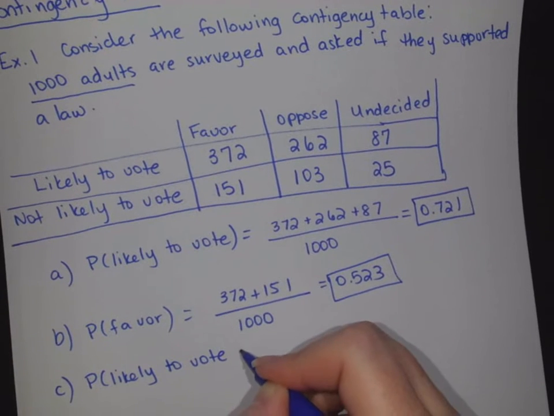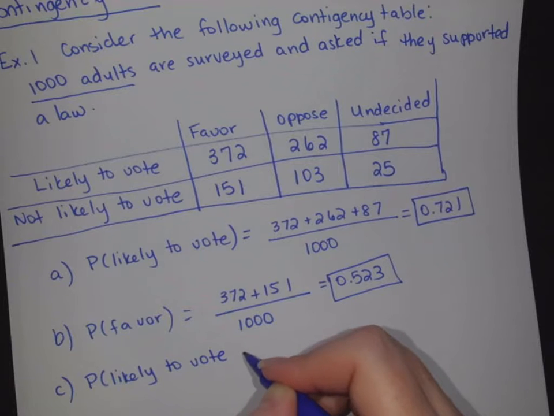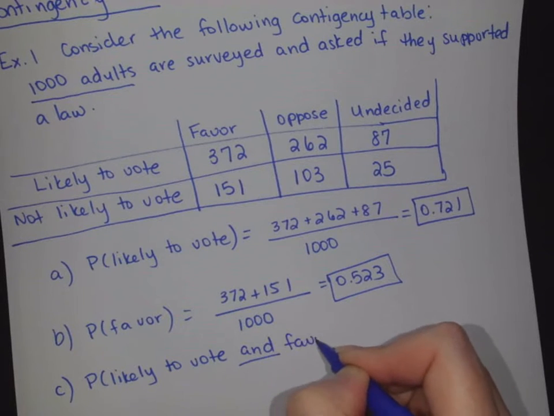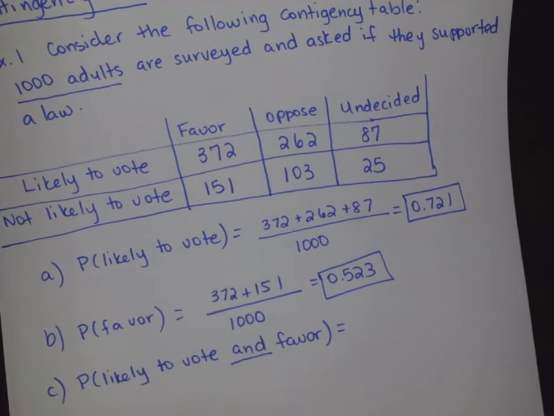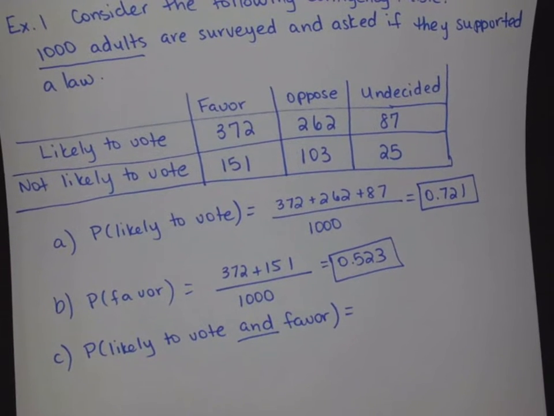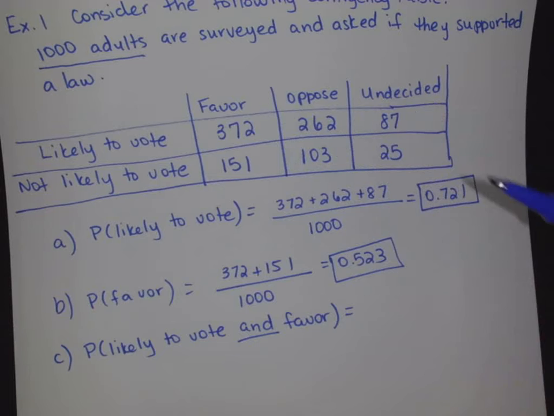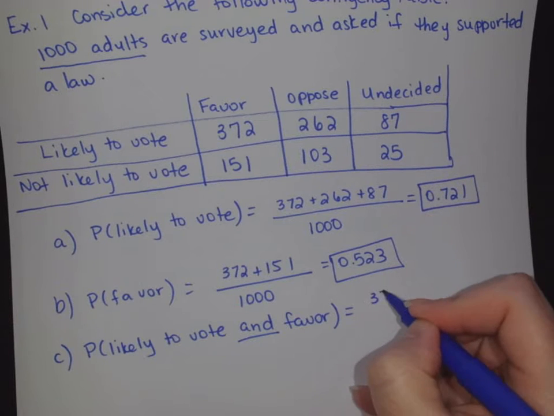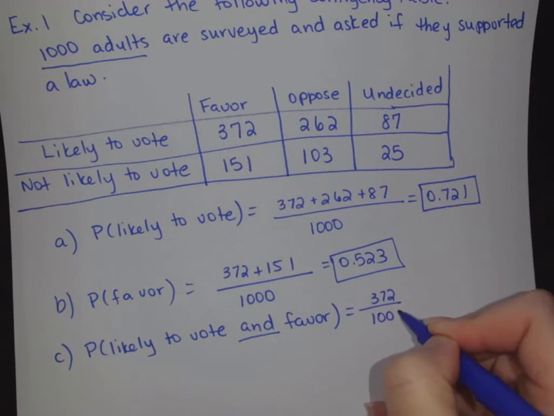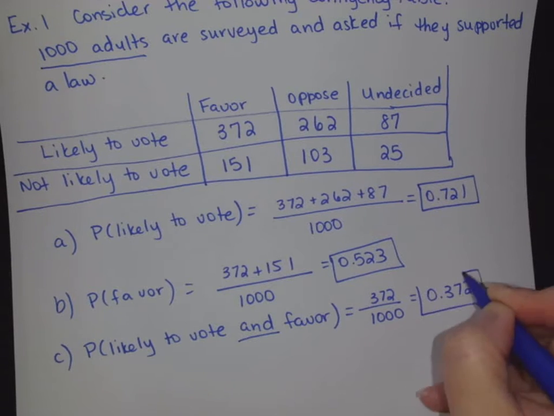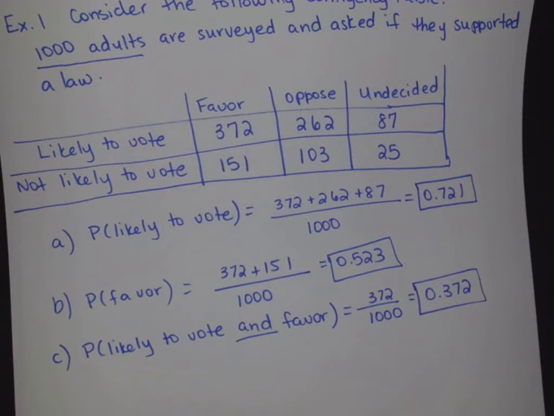So what about the probability that they're likely to vote and they favor the law? Okay, now we haven't really talked about and before, but I think we can figure it out, right? It means that it needs to be in both categories, right? So notice that is only this group of people, right? Only the 372. So it would be 372 still out of 1,000. And so that works out to be 37.2% or 0.372.